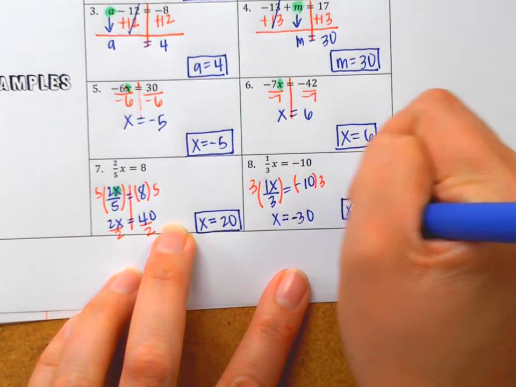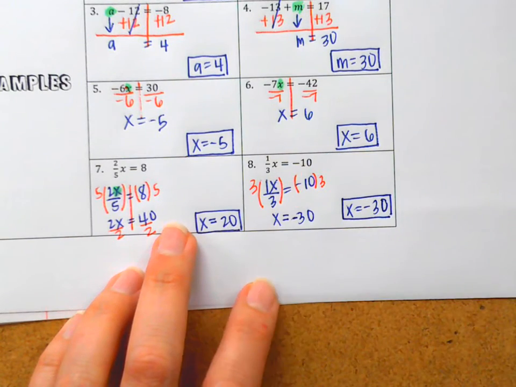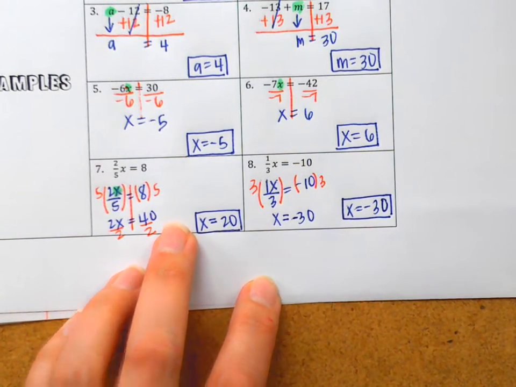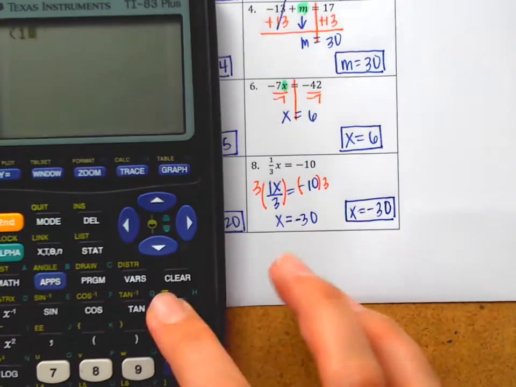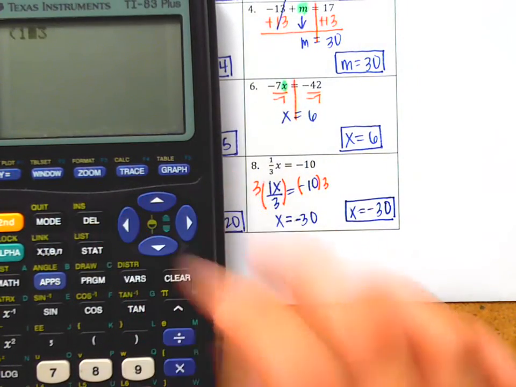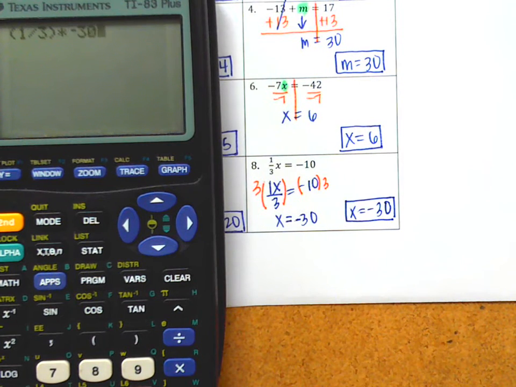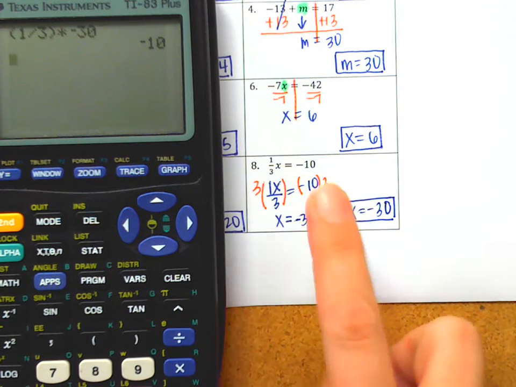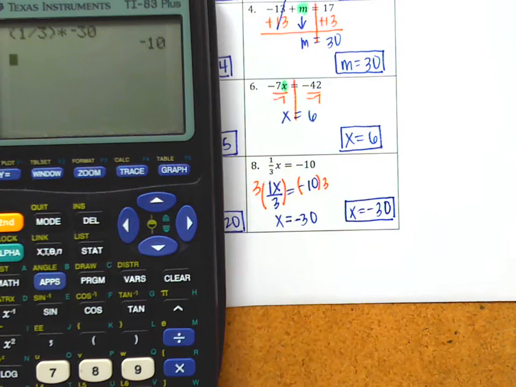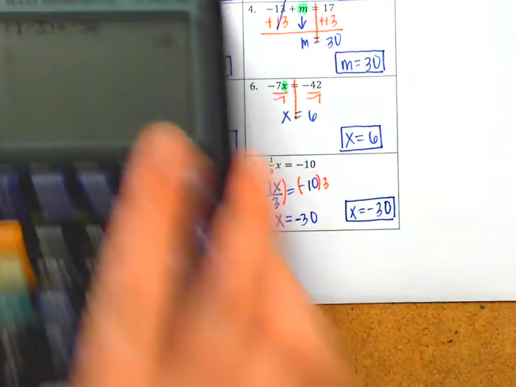Remember, you guys can always check your work by plugging it back in. If I go into my calculator and I did 1/3, sorry, that was supposed to be divided, 1/3 times -30, I would get -10, which is what I have here. So it's an easy way to check your work.